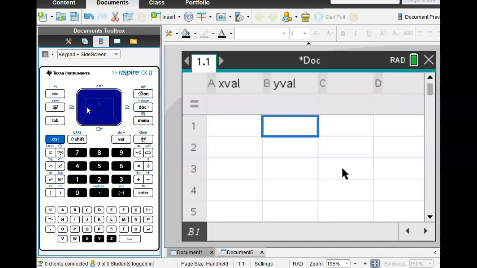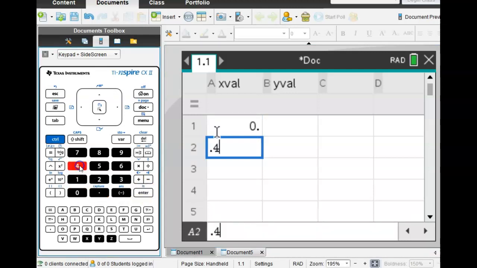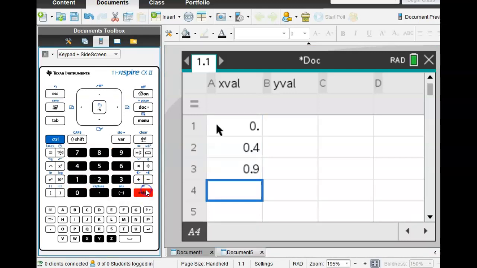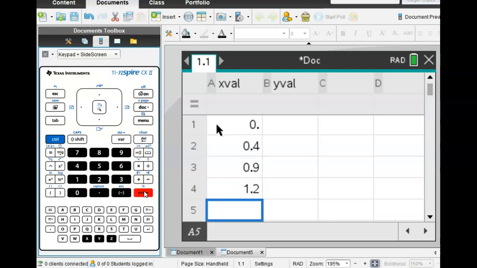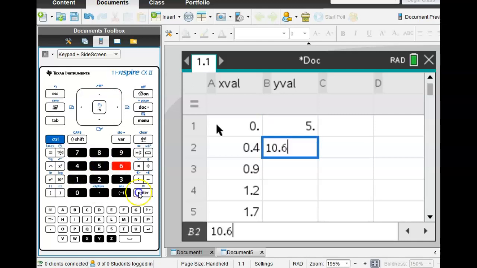Okay, so then in that column, go ahead and get your data in there. 0, 0.4, 0.9, 1.2, 1.7, 2.2, 2.9, 3.4. And then don't get ahead of me on this, because I want to talk about some things that might happen, even if you totally know what you're doing, that you don't even realize is happening that gives you weird stuff.